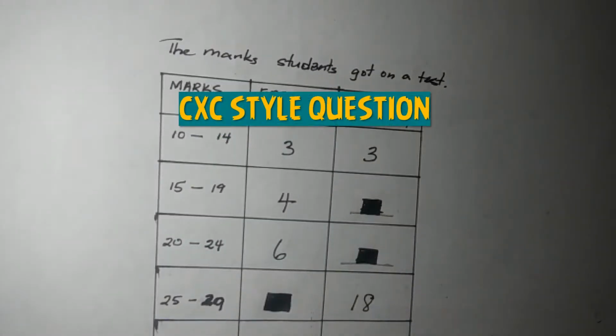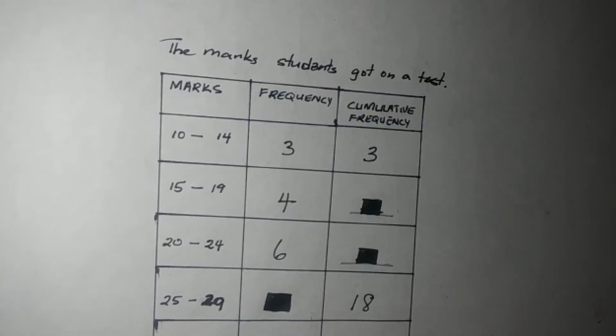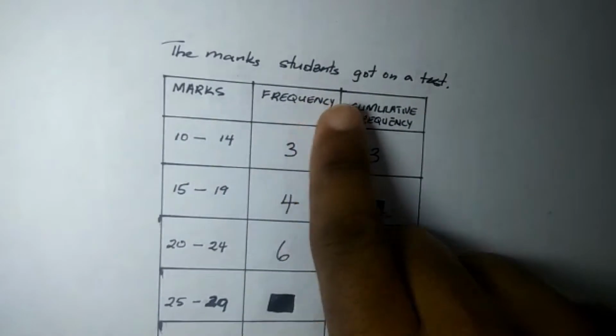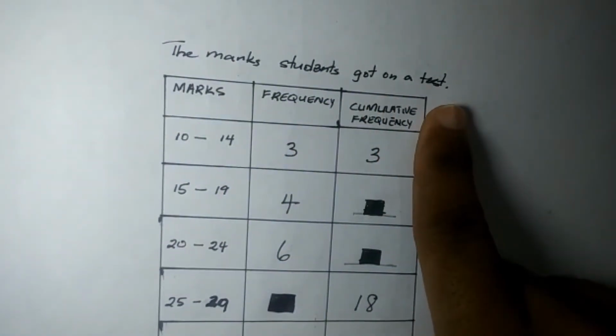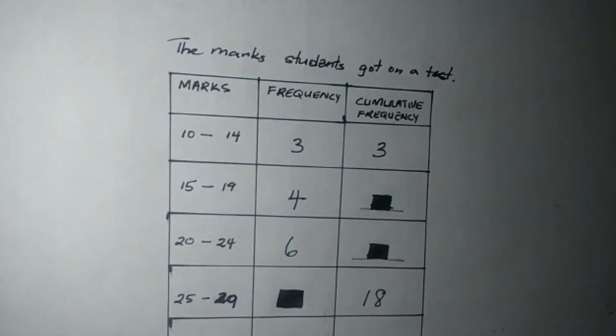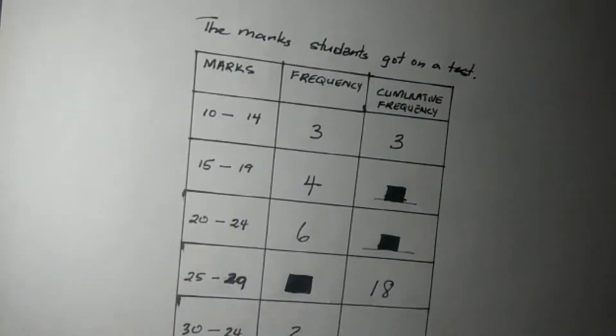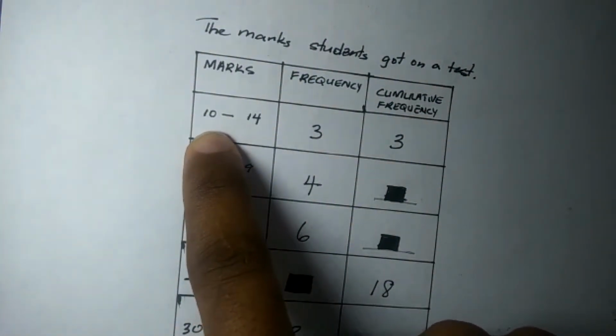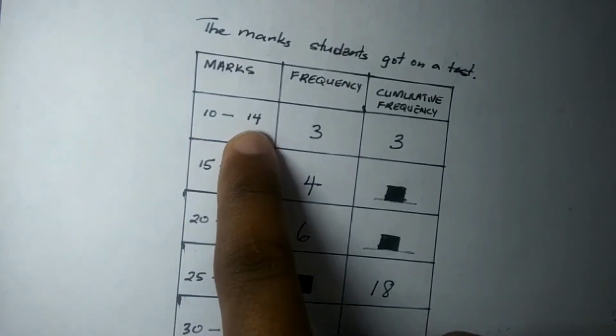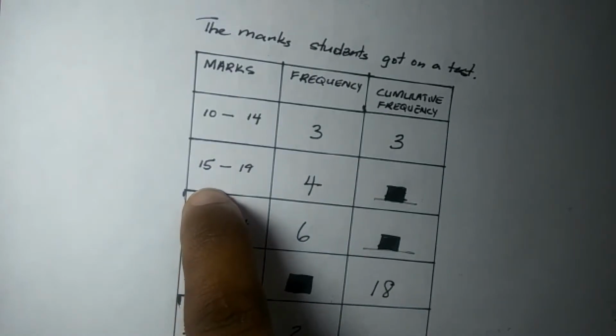Right, so here we have a little sample question. The question shows us a table of the marks students got on a test. In the first column we have the marks with the class intervals, the ranges. For the first one, students can get either 10 marks, 11 marks, 12 marks, 13 marks, or 14 marks. The second one, we interpret as students can get 15 marks, 16, 17, 18, or 19.